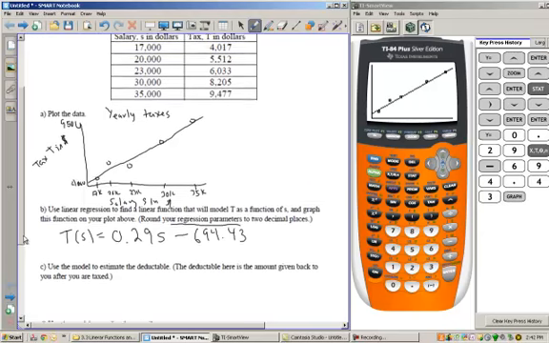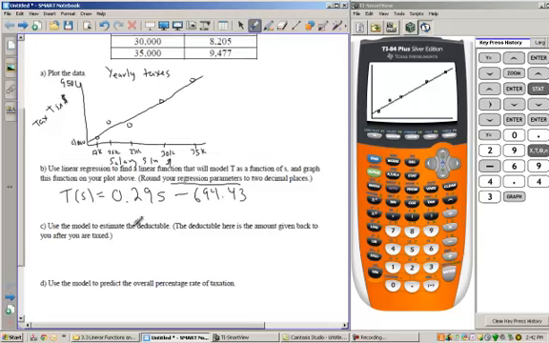In part C, it says use the model to estimate the deductible. The deductible here is the amount given back to you after you are taxed. There are two numbers here, a 0.29 and a negative $694.43. Remember, this is the slope, and this is really the initial value. So this negative, that's how much you're given back. And so here I'd write $694.43.